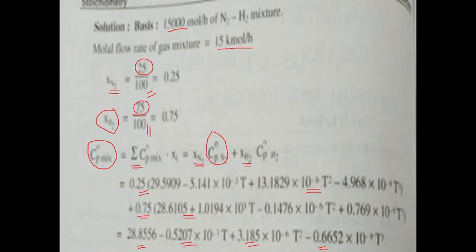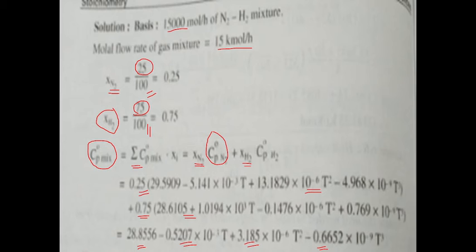Similarly, mole fraction of hydrogen is the individual mole divided by total mole. Here the individual moles are 75, total moles are 100. Finally we get 0.75, that is the mole fraction of hydrogen. Are you clear or not?